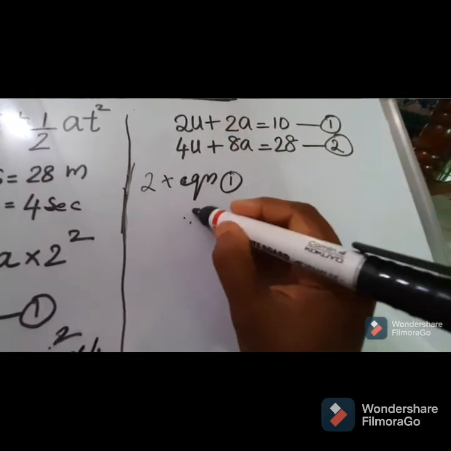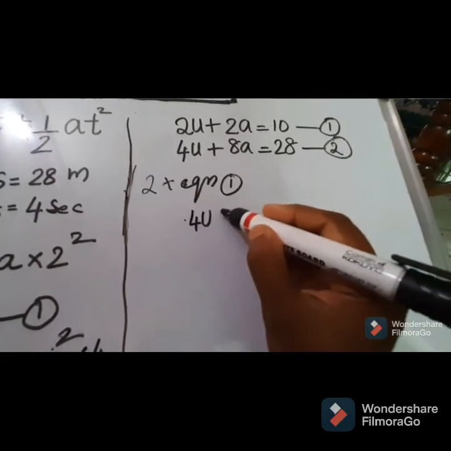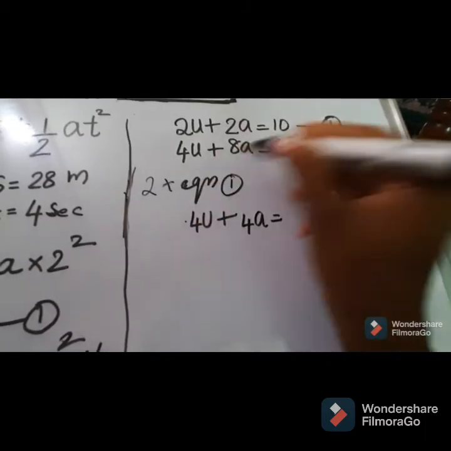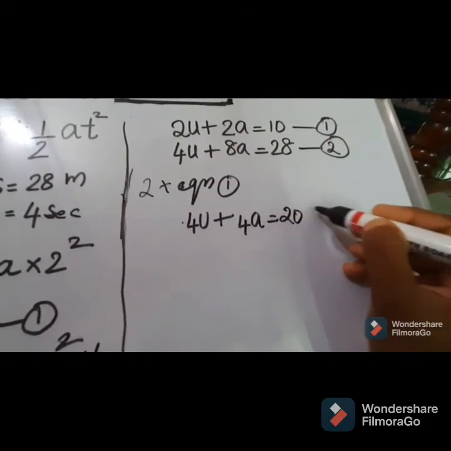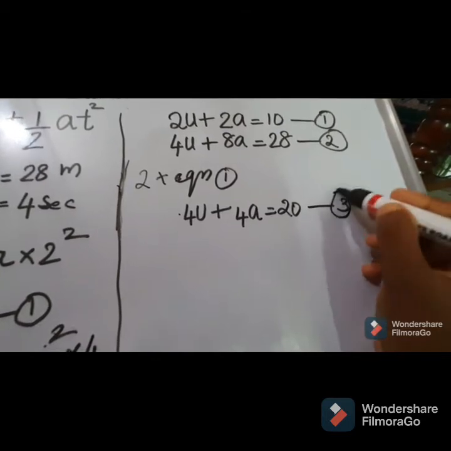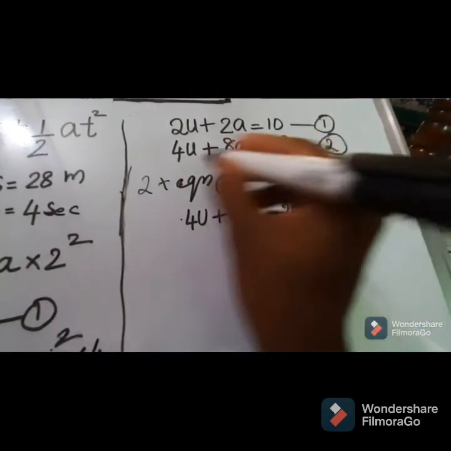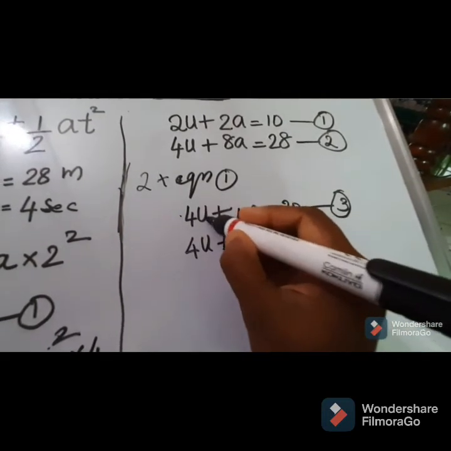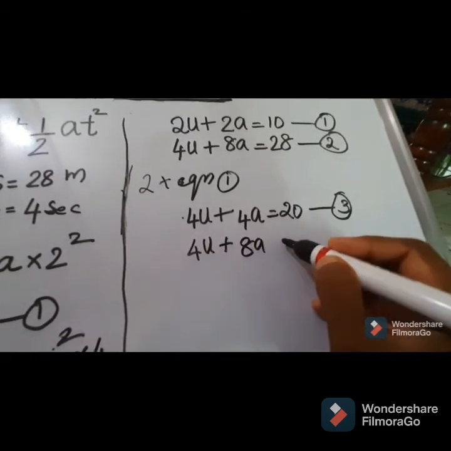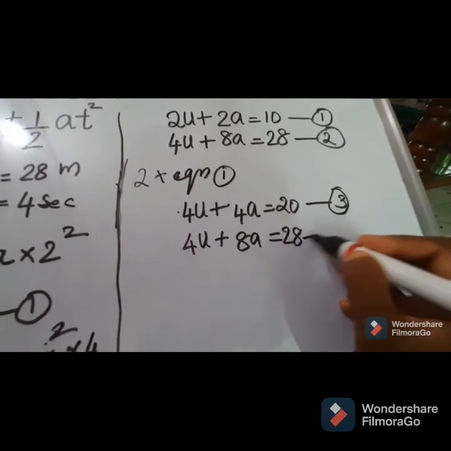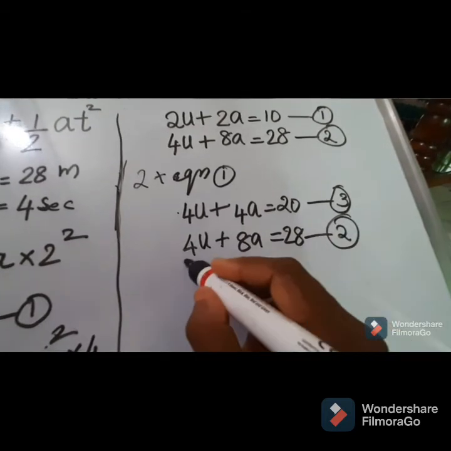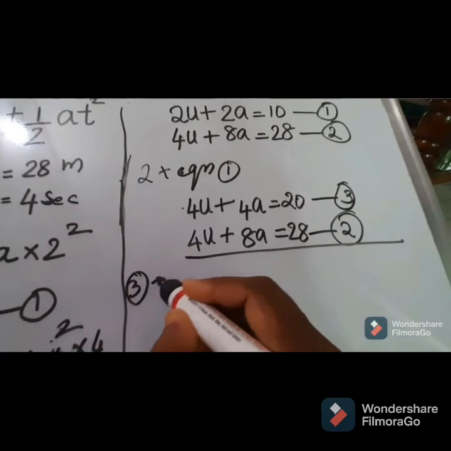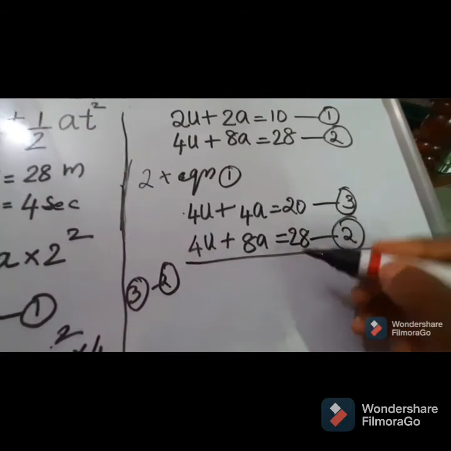So what will happen? 2 into 2, 4u, plus 2 into 2, 4a, equal to 2 into 10, 20. Another equation we get, that is equation 3. Now we are not changing this equation because the coefficient of u is the same. So no need of changing there. Now what we have to do? We have to subtract equation 3 minus 2 or equation 2 minus 3.